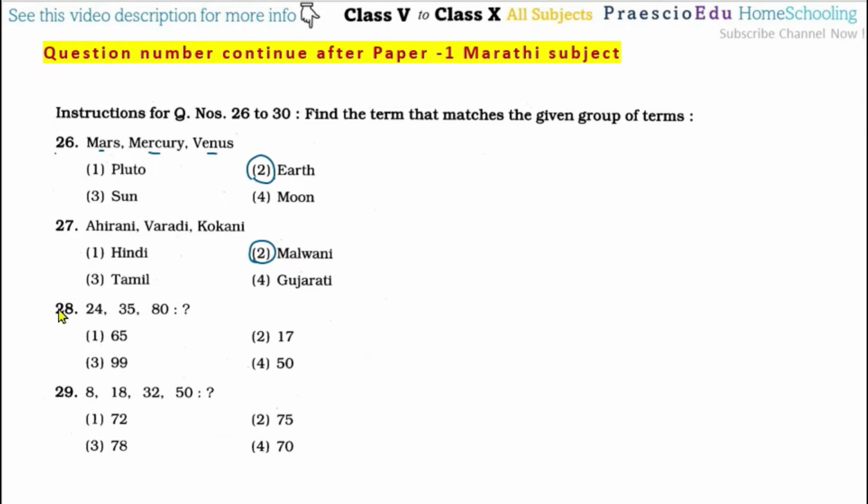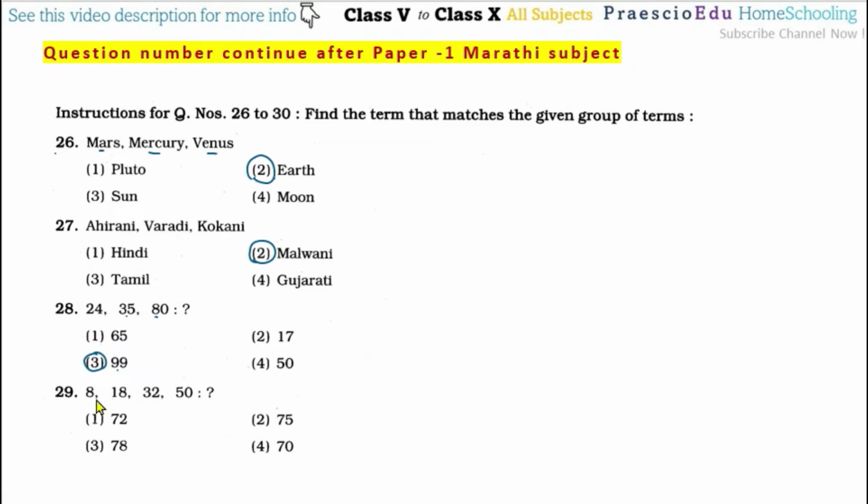Then question number 28: 24, 35, 81. So 24 means 25 minus 1, and 25 is a square number, so it is a square number minus 1. Then 36 minus 1 is 35, and 36 is also a square number. Like this, 81 is a square number minus 1, which is 80. Like this, 99 means 100 minus 1, and 100 is a square number. The others are not possible. So option number 3 is the correct one here.